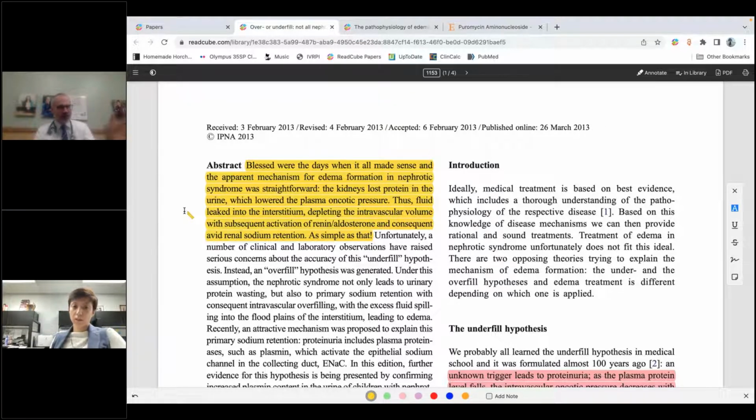Kidneys lost protein in the urine, which lowered the plasma oncotic pressure. Thus, fluid leaks into the interstitium, depleting the intravascular volume. You have the RAS system that is activated, sodium and water retention, and it perpetuates the cycle." The end. And that has been likely the predominant mechanism of edema formation that has been taught.